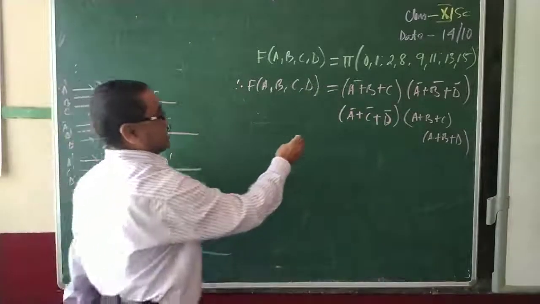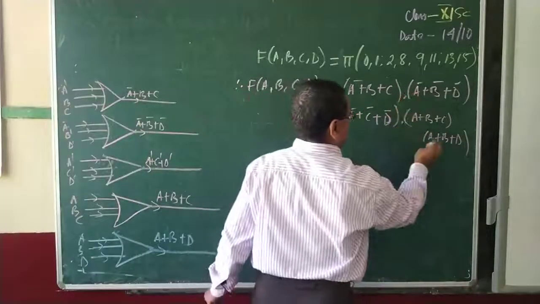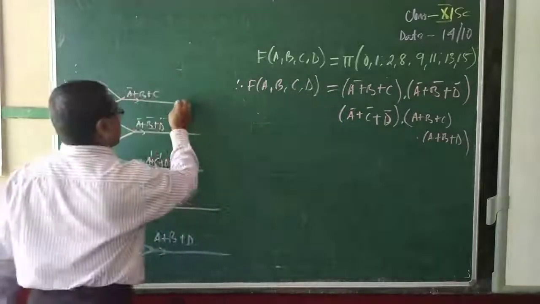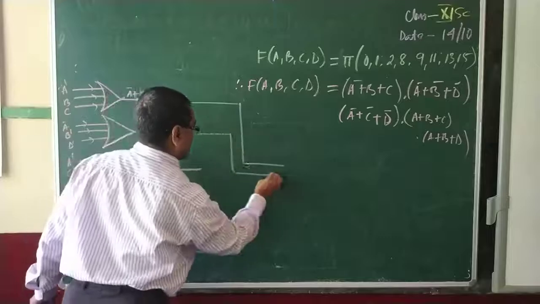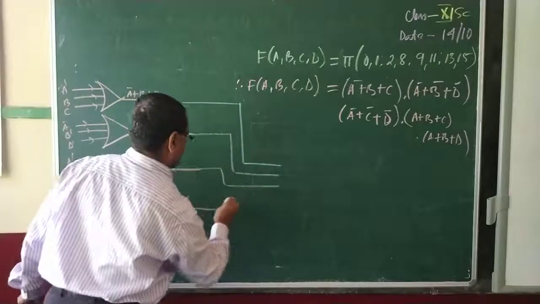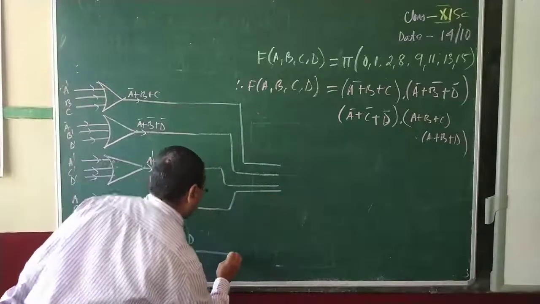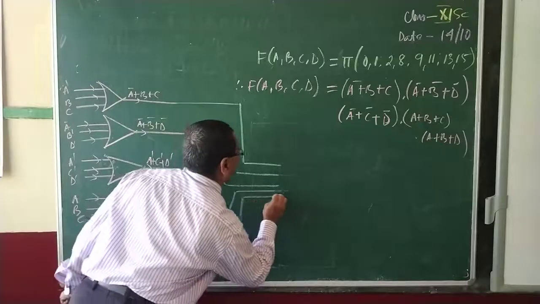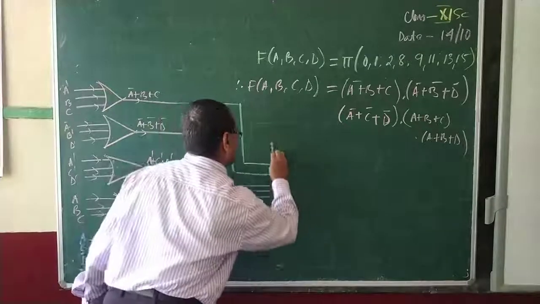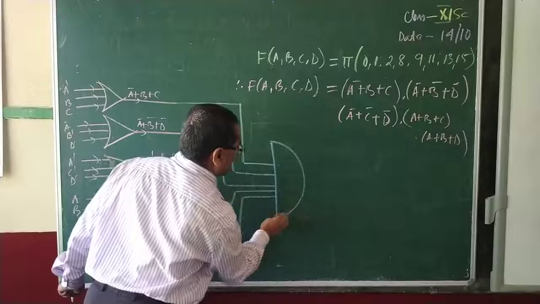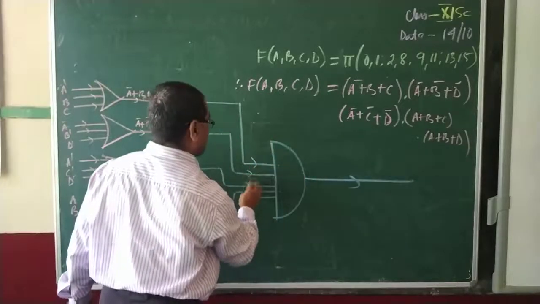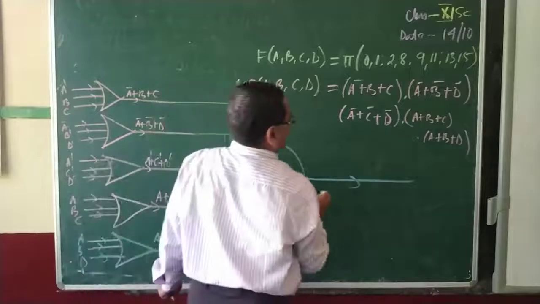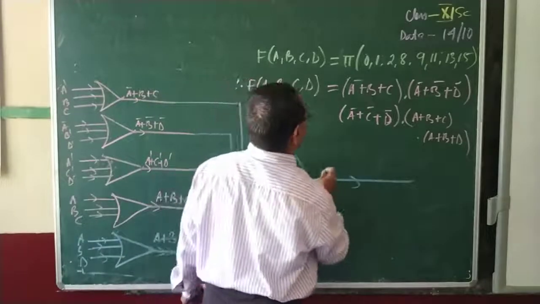Now all are put into an AND gate. This is AND. Remember this. So now we will be putting AND. Bring closer. And now AND. This arrow is very essential, don't forget.